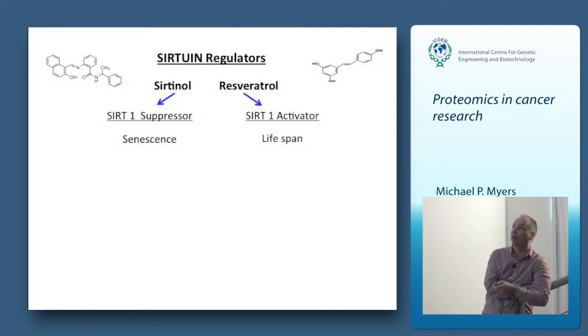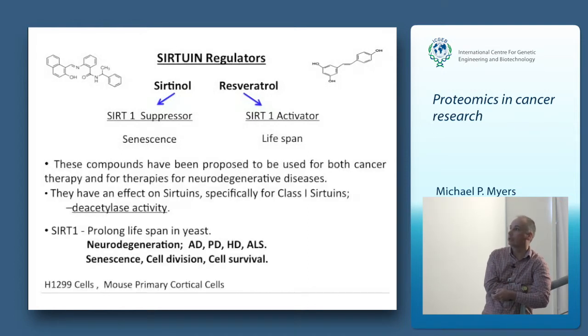These are both related compounds, because one is a suppressor of SIRT1 and the other is an activator of SIRT1. SIRT1 is a sirtuin, and it functions as a deacetylase in the cell, and it's already been implicated in a variety of cancer pathways and neurodegeneration, et cetera. So it's an interesting molecule in and of itself.